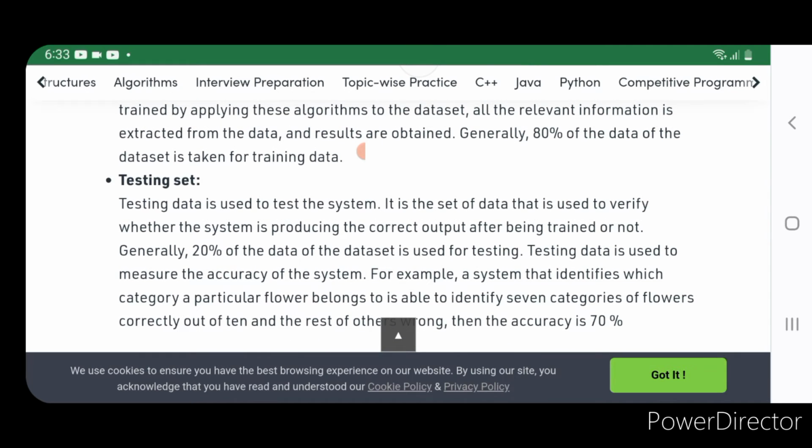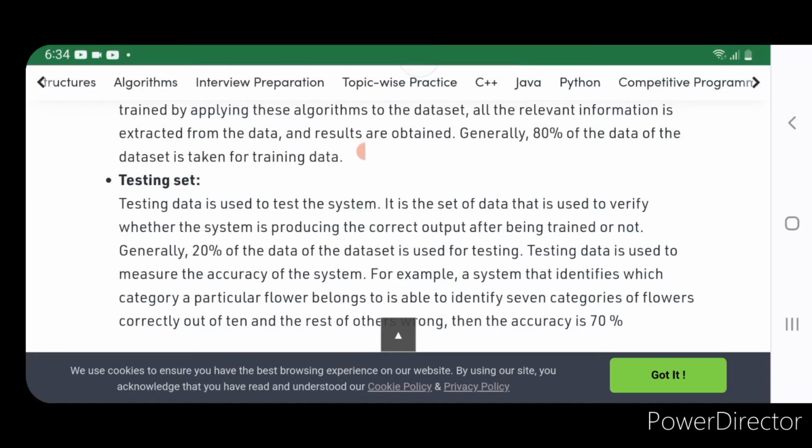Testing data is used to test the system. It is the set of the data that is used to verify whether the system is producing the correct output after being trained or not. Generally 20% of the data set is used for testing. Testing data is used to measure the accuracy of the system.